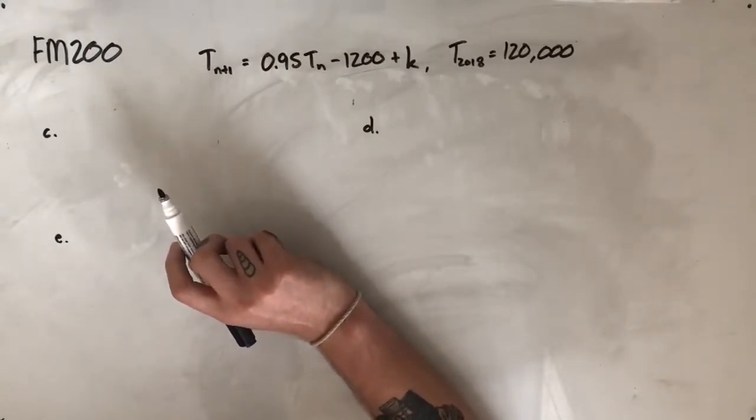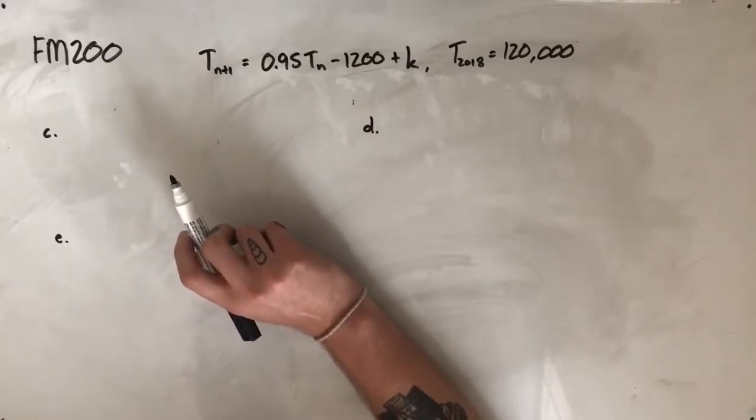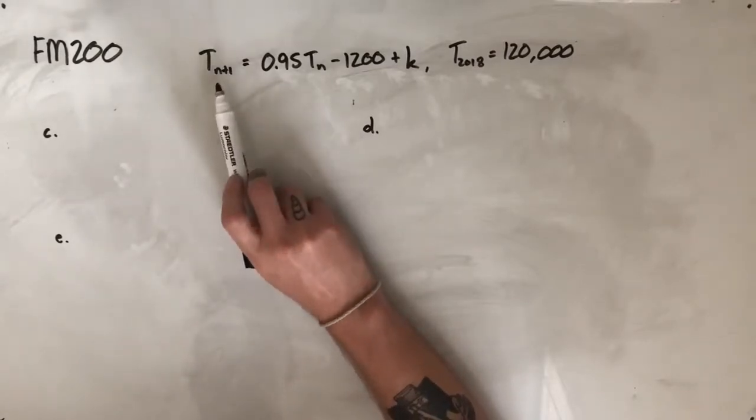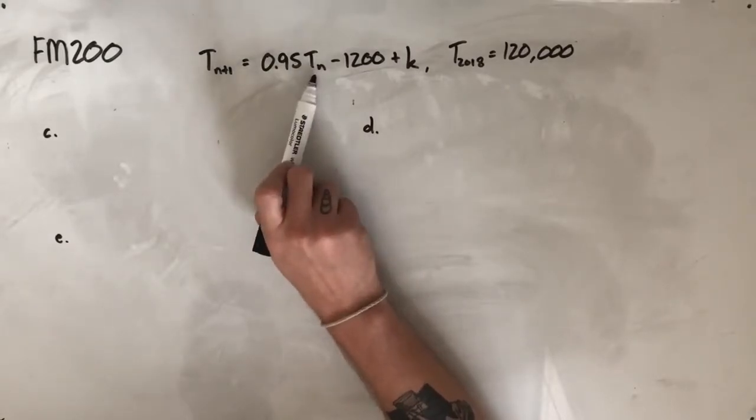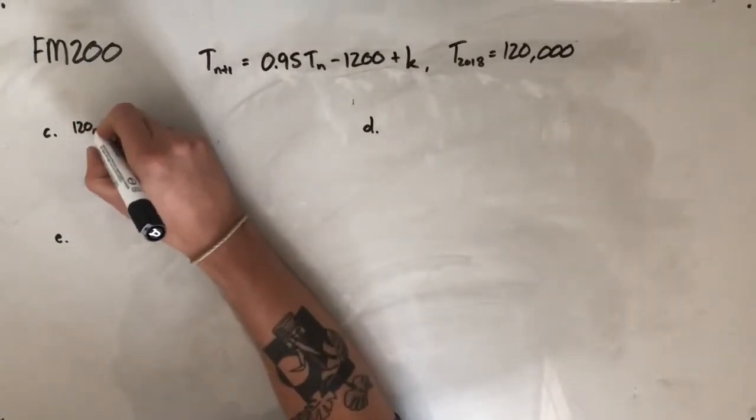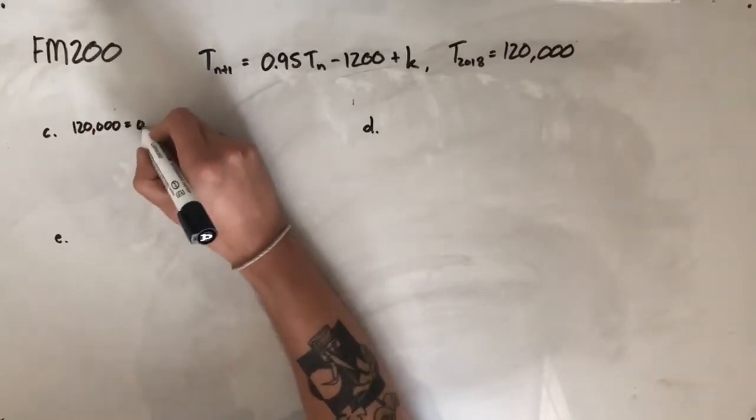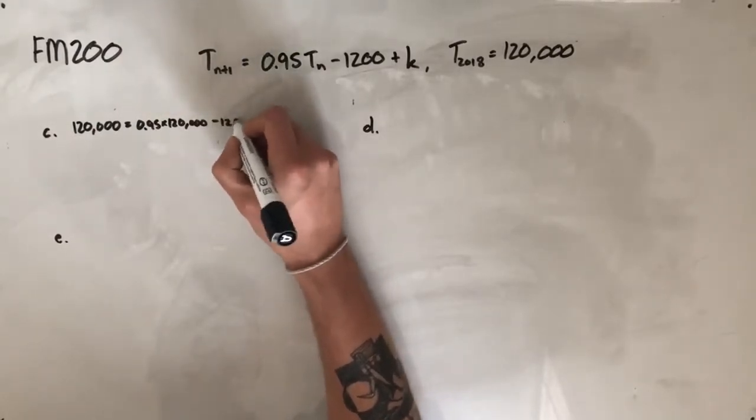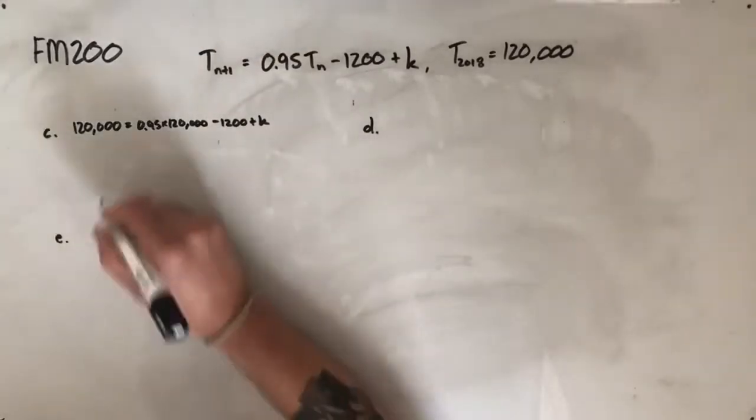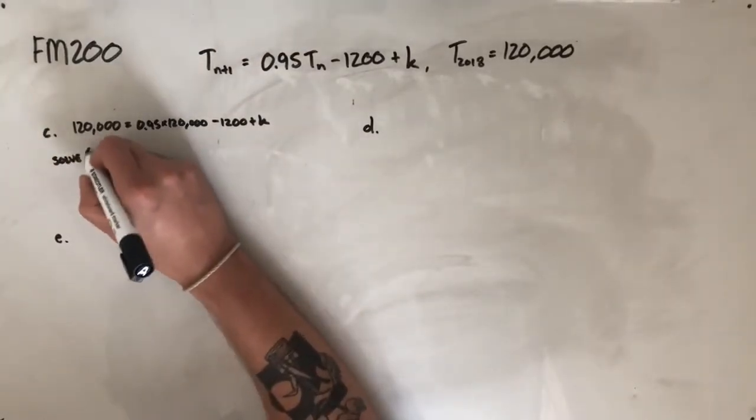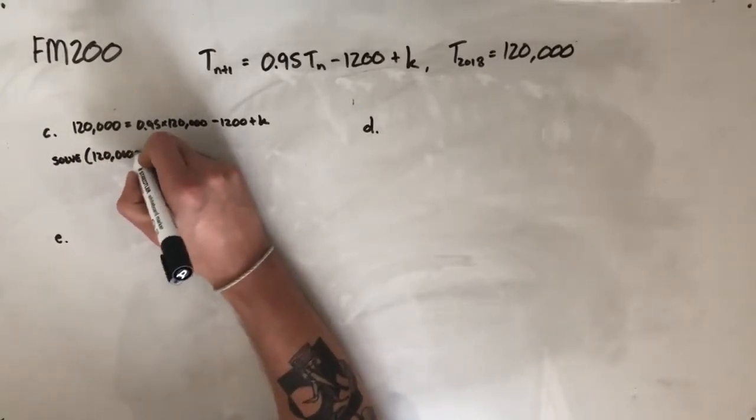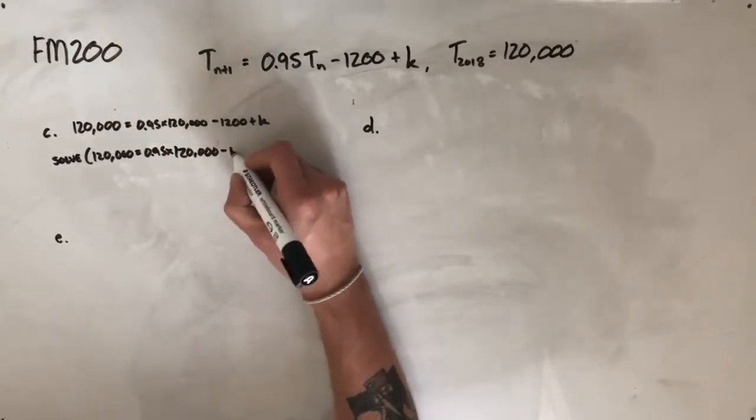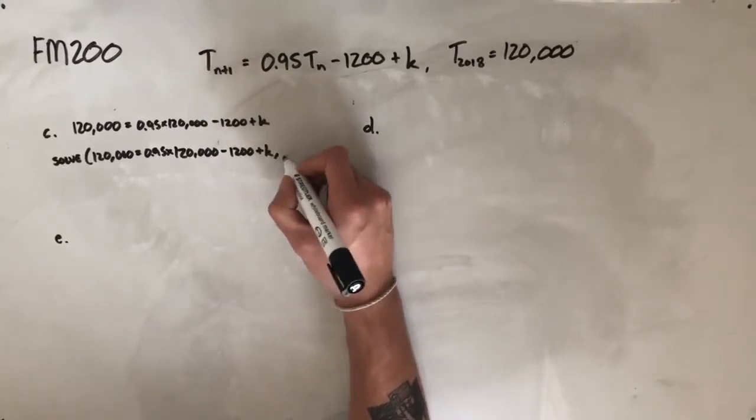Question C says, how many nut trees must be planted at the end of each year if the number of nut trees on Squirrel Sanctuary is to remain constant? In order to solve this, we could substitute a value for T2019 as being the same as T2018. So 120,000 being equal to 0.95 times 120,000 minus 1,200 plus K. Putting this into solve, 120,000 again is equal to 0.95 times 120,000 minus 1,200 plus K, and we're solving for K.